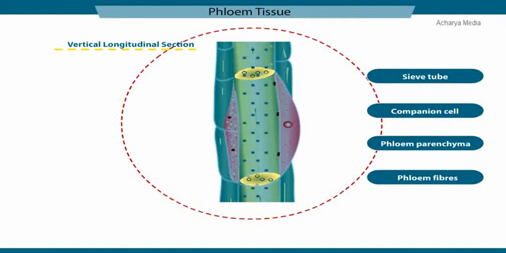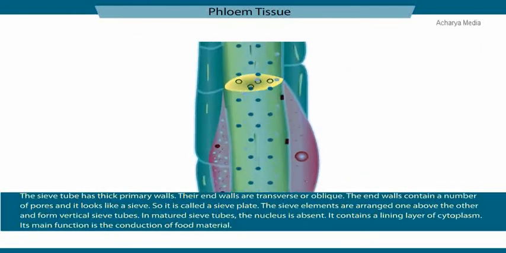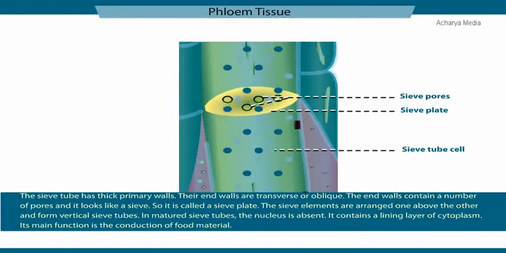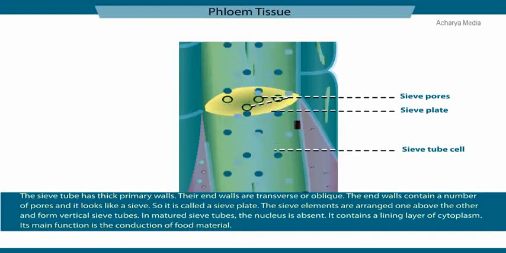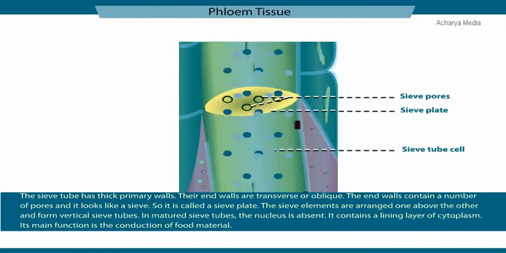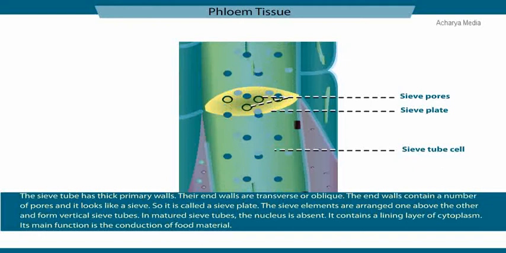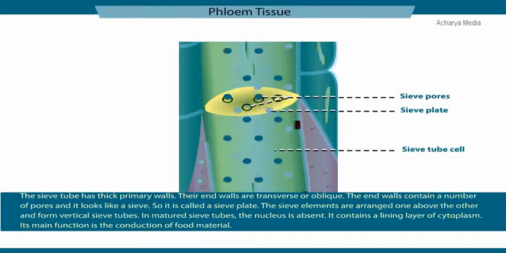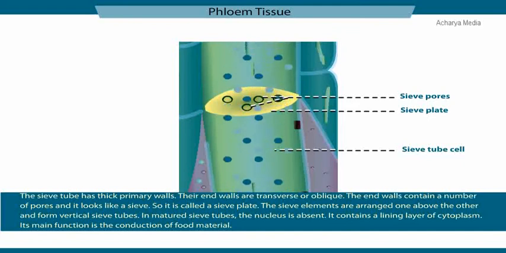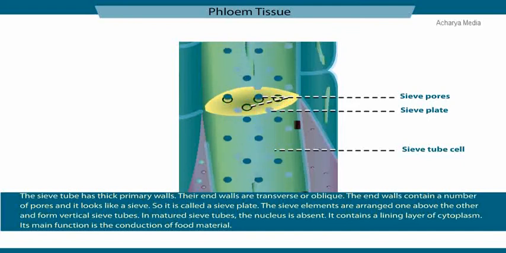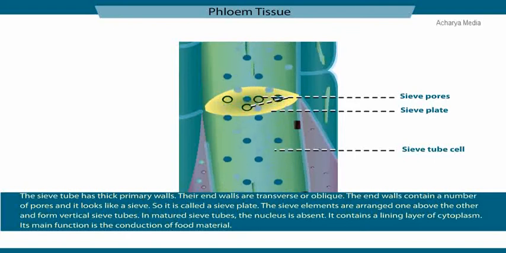Let's see the structures of phloem in detail. The sieve tube has thick primary walls. Their end walls are transverse or oblique. The end walls contain a number of pores and it looks like a sieve. So, it is called a sieve plate. Here, the sieve elements are arranged one above the other and form vertical sieve tubes. In matured sieve tubes, the nucleus is absent. It contains a lining layer of cytoplasm. Its main function is the conduction of food material.